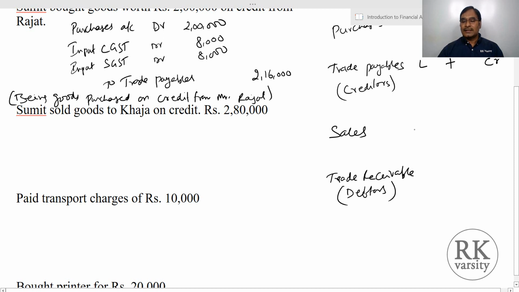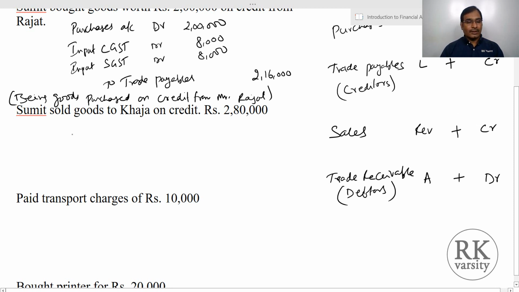Now sales is your revenue and trade receivables is an asset because you have to receive the amount from the customer. So there is an increase in trade receivables. Also there is an increase in revenue. When your asset increases, we debit the account, and when revenue increases, we credit the account.